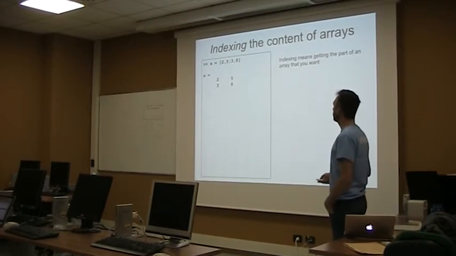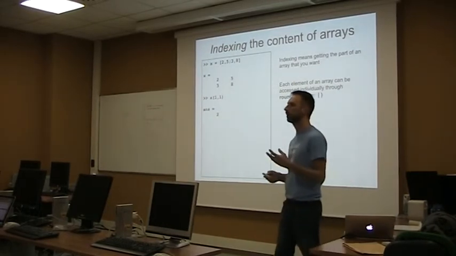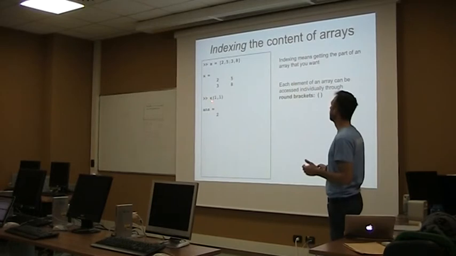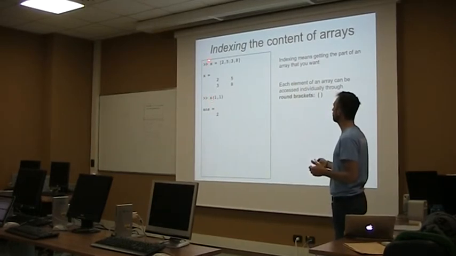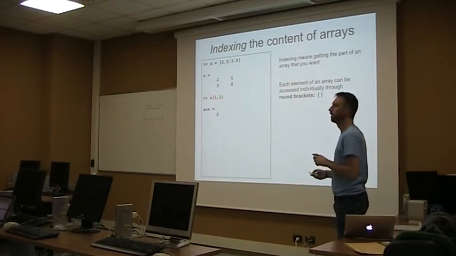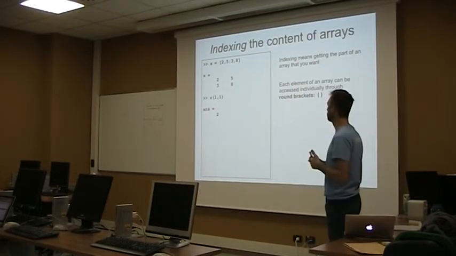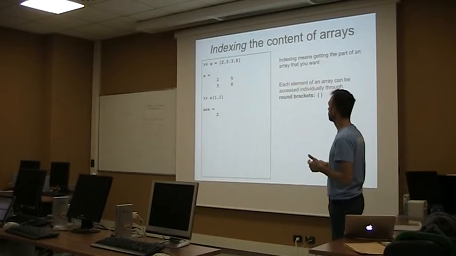Again, this is our X matrix. And we use round brackets to access elements of the matrix. For example, X, that's the name of the variable, X, and in parentheses, 1, 1, gives me 2. Why? Because I take the first row and the first column. So these 2 numbers here give you the index of the row and the index of the column.